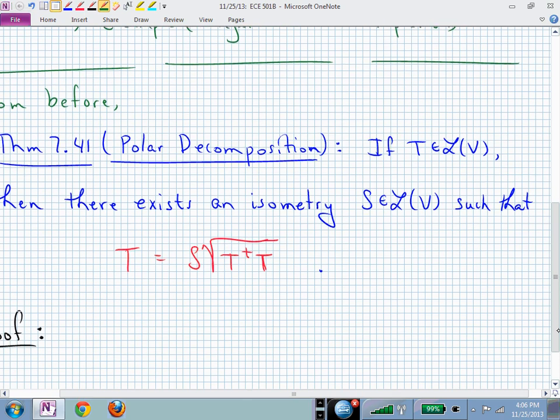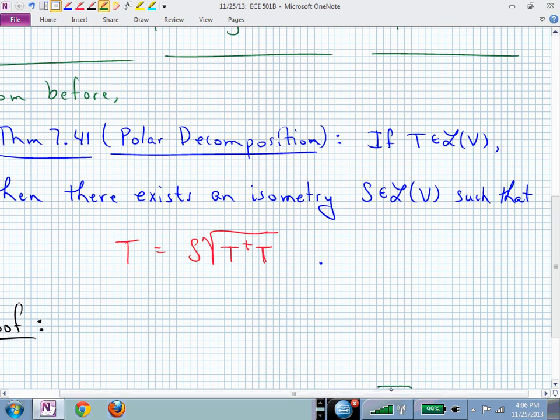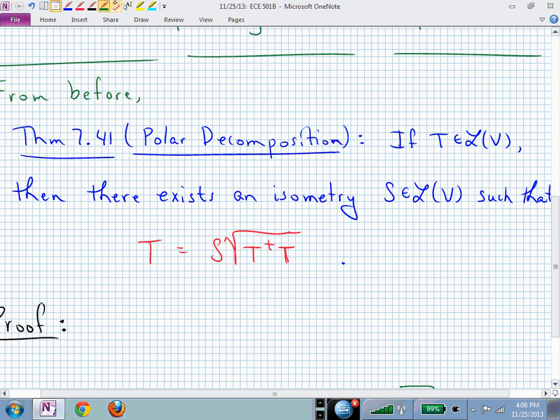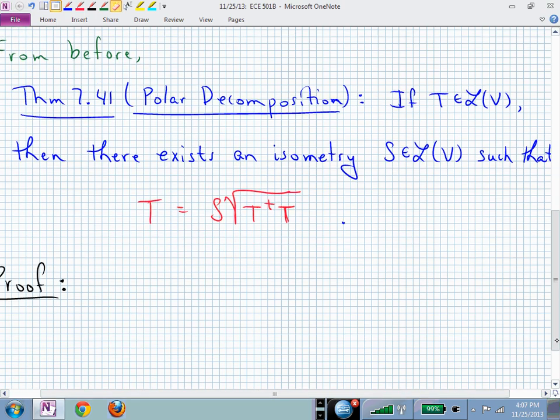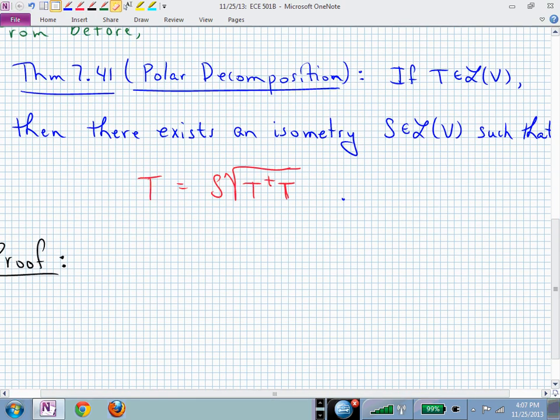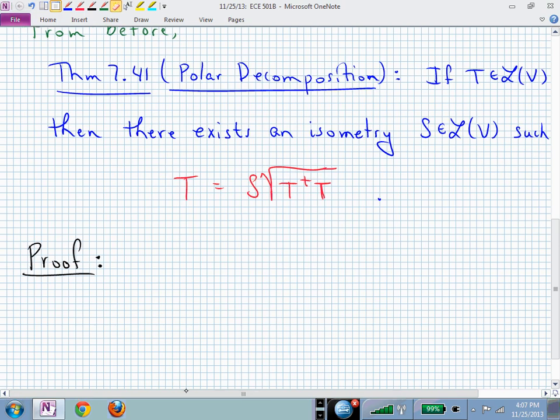That's the polar decomposition. Now let's see if we can put together a justification or a proof of that particular theorem. So here is our proof that any linear operator T can be decomposed into two parts, an isometry part times this positive operator part.